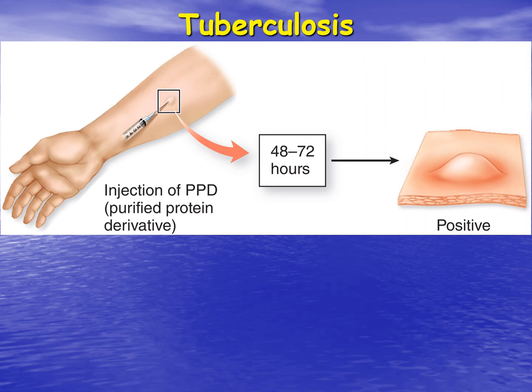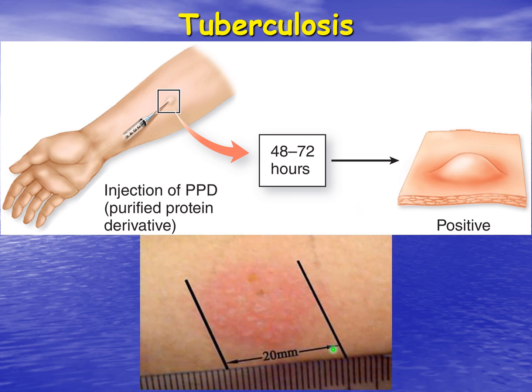So the Mantoux test, we simply inject this purified protein into the dermis of the skin, so just under the epithelium, and then we read it in 48 to 72 hours. And the size of induration then will determine whether or not we've had exposure. And so in this case, it's 20 millimeters, and so this would indicate that this individual's had exposure. Doesn't mean they necessarily have tuberculosis, but they've had exposure.